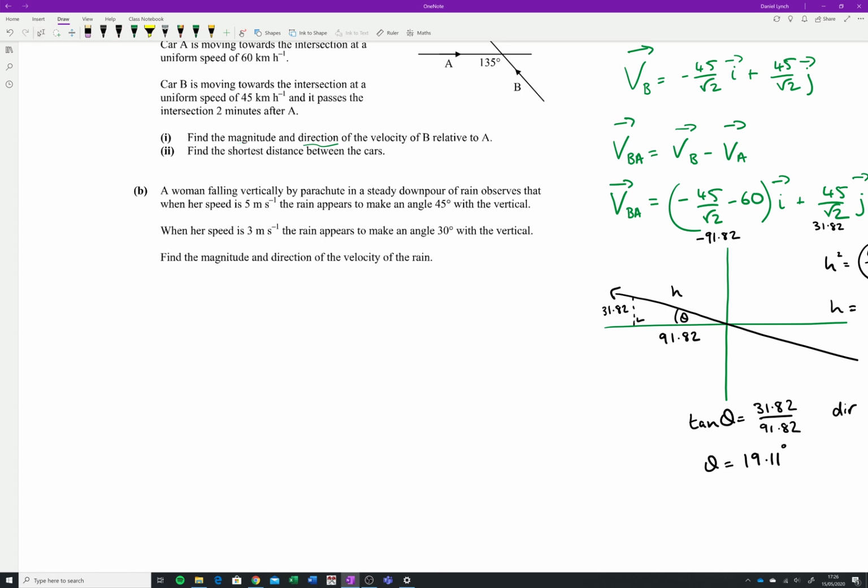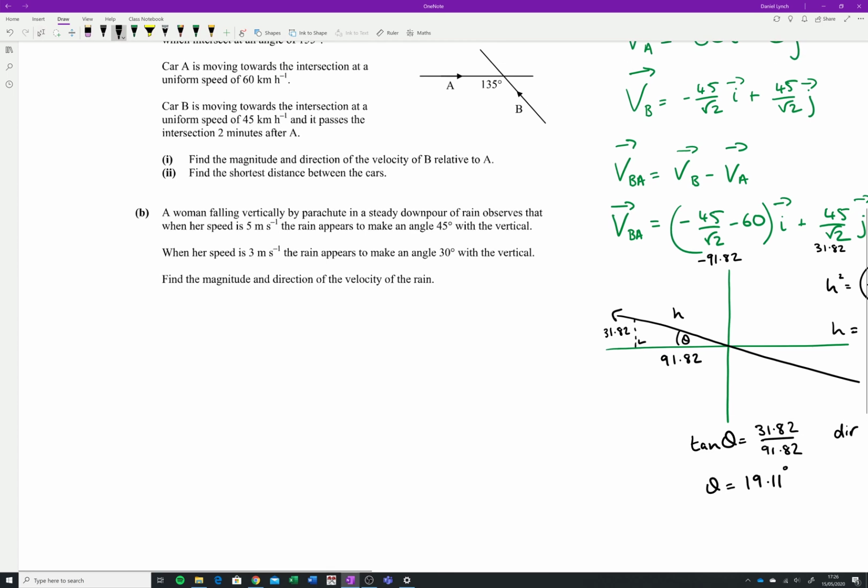Okay, find the shortest distance between the cars. Now this is really important. The first bit there you should hopefully be able to do in your sleep. The second part, not so much. The only thing you could get wrong, I think, in the first part is maybe 135 confused you a little. Maybe you wrote down the wrong angle, or you got the signs wrong. That was a possibility, but you shouldn't. But the next bit tells you whether you have really understood this topic as I've been explaining it to you.